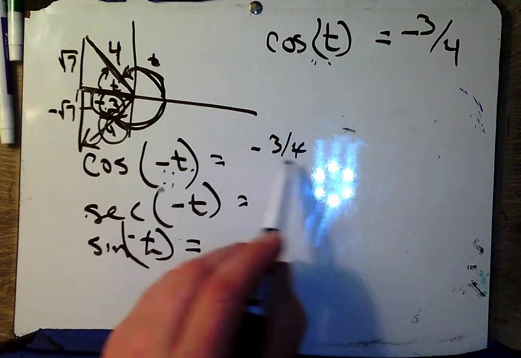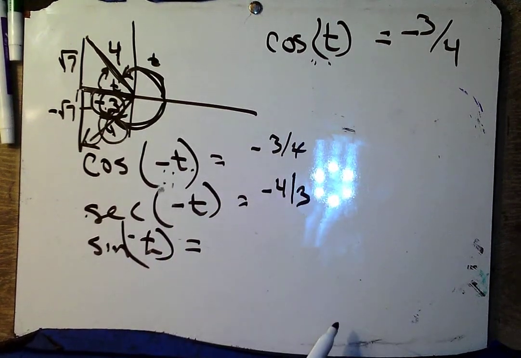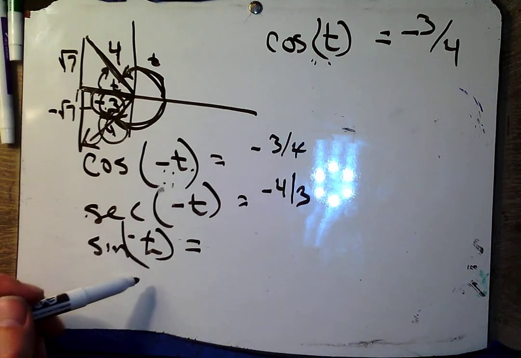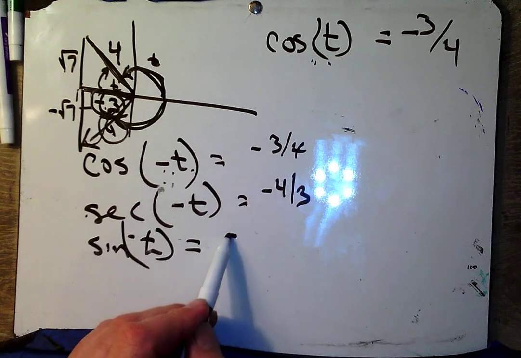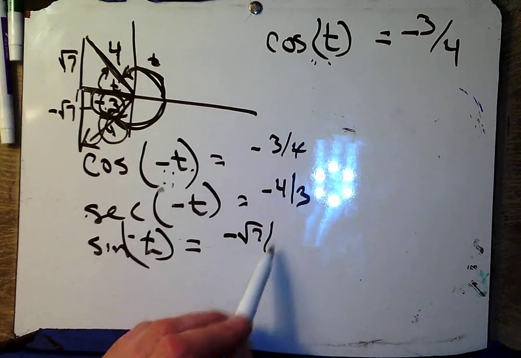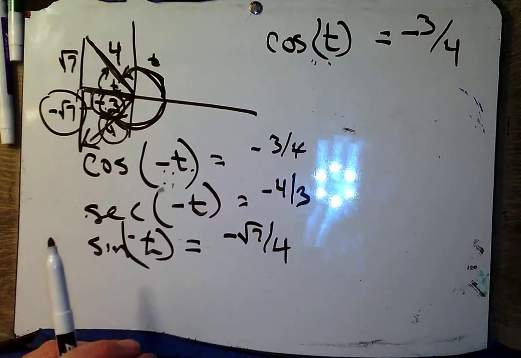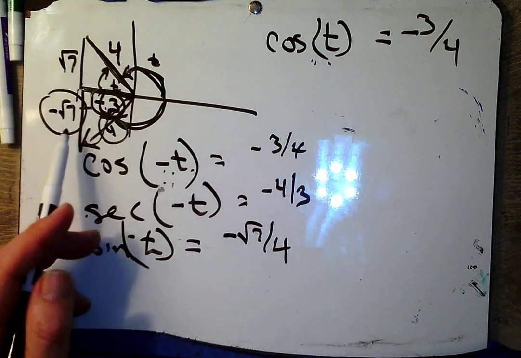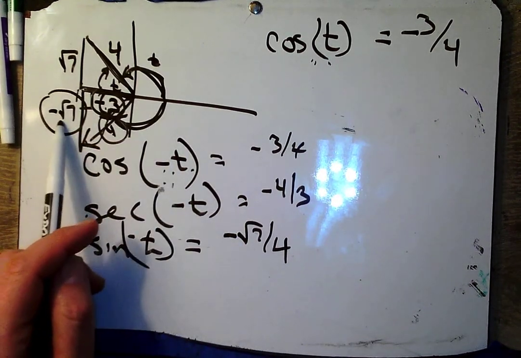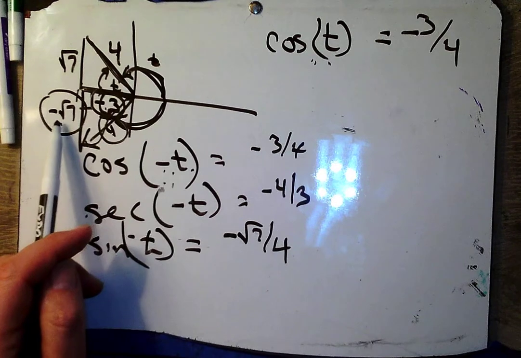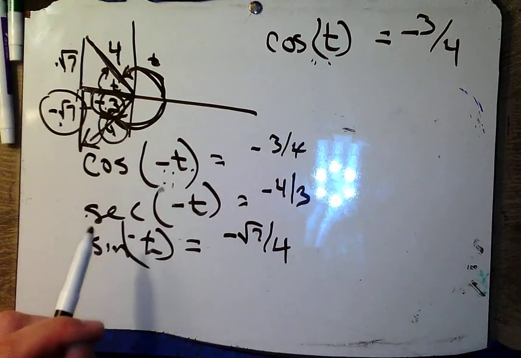Secant of negative t is just the reciprocal of cosine of negative t, so that's negative 4/3. And the sine of negative t is negative root 7 over 4. And how did I know that? Well, I did have to find that missing side. I also needed to notice that that was below the x-axis, or t-axis, and therefore needed to be a negative root 7 instead of this positive root 7 up here. Okay?